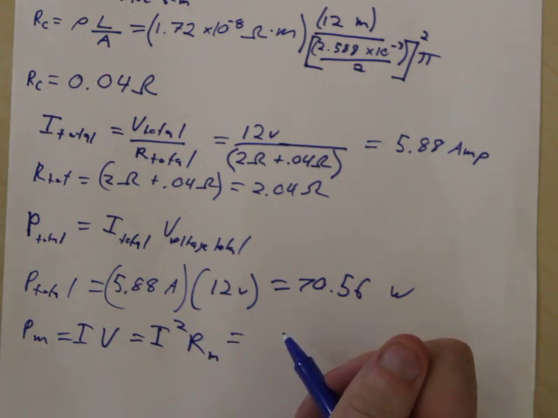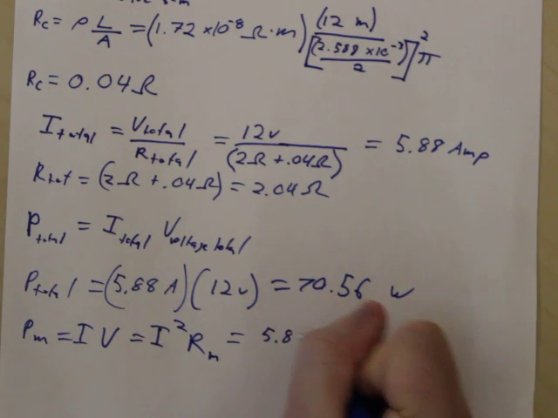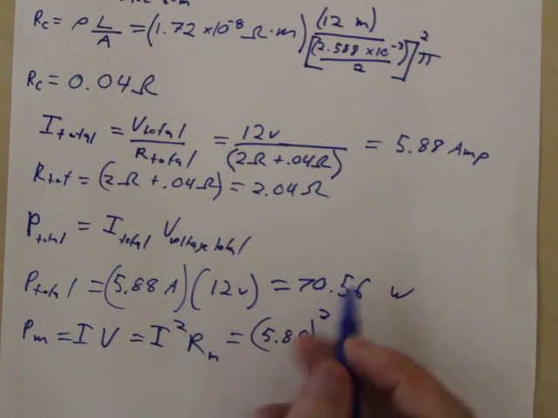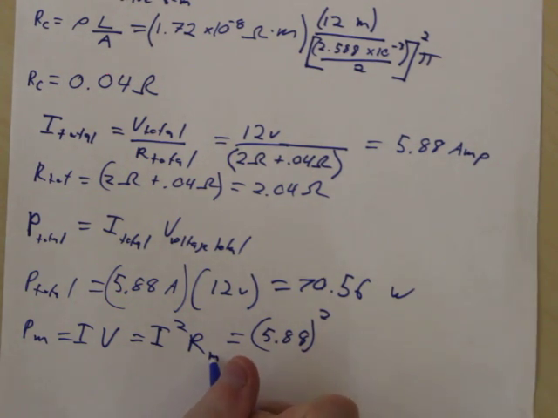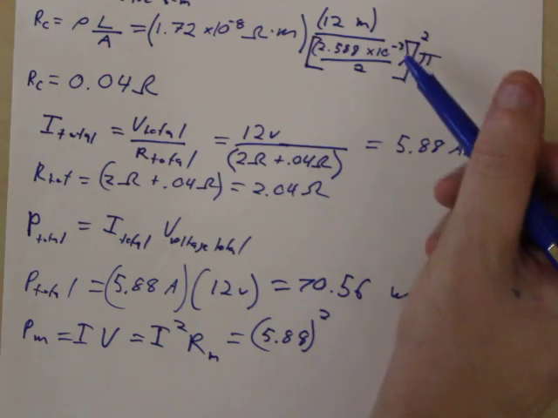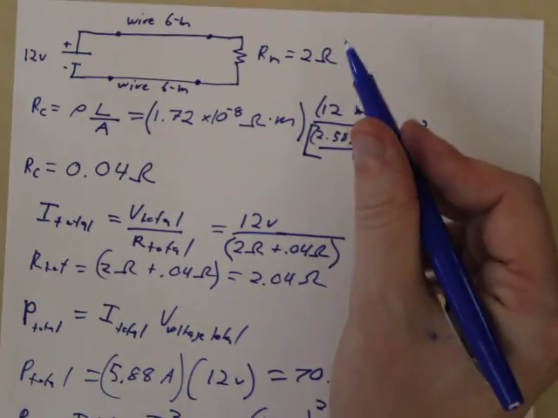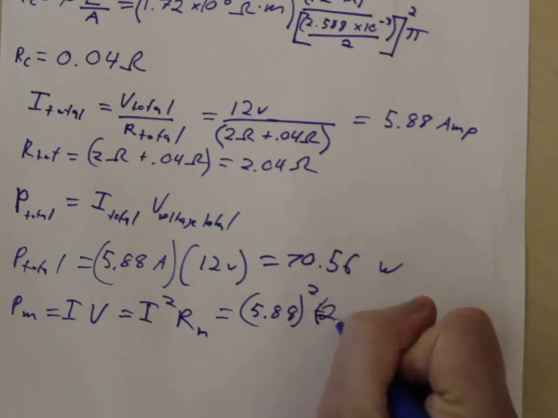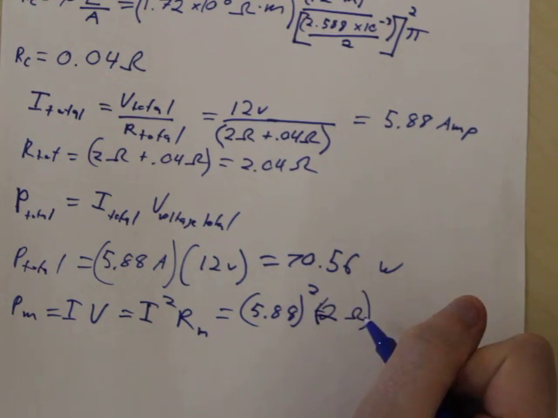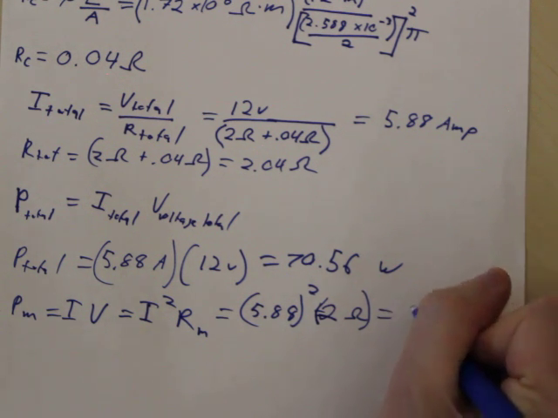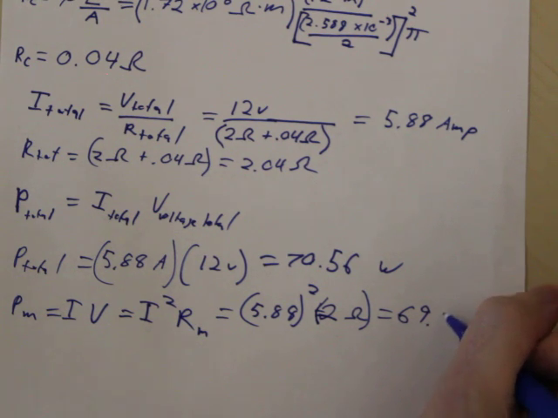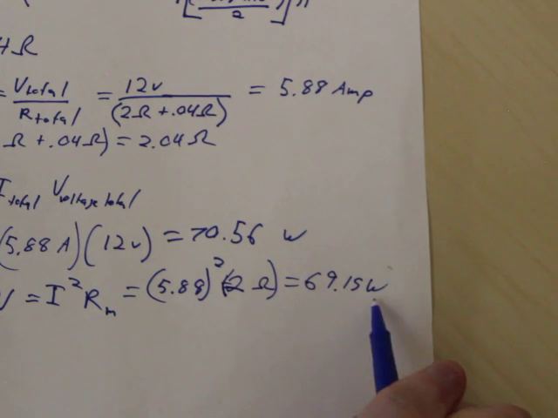And so that's going to be 5.88 squared, because look, that's the current total, so we have the current total, and we're also going to have the R of the motor. The R of the motor comes from up here. We have essentially, here we go, 2 ohms. So we have equal times, excuse me guys, 2 ohms. And that's going to equal 69.15 watts.